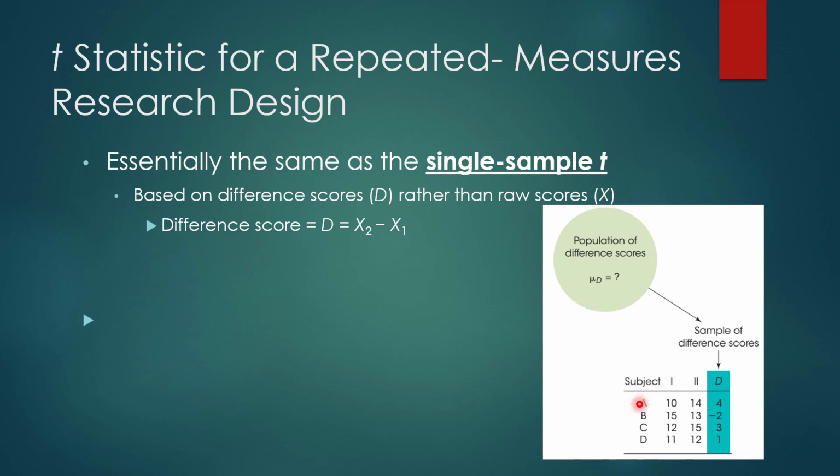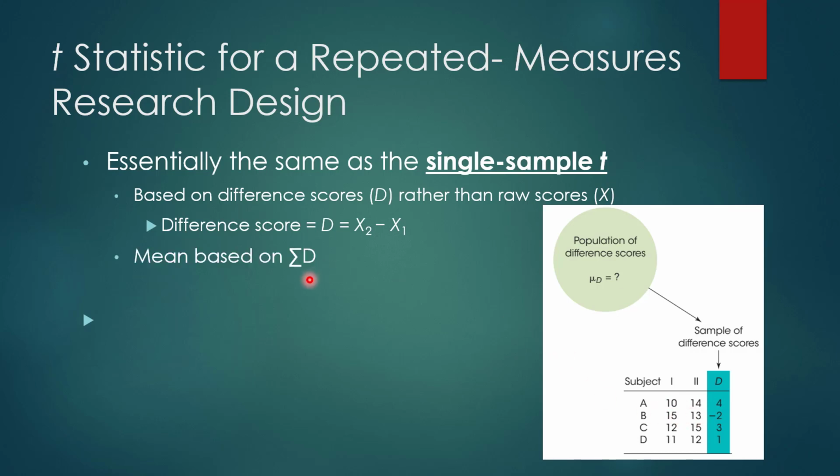So here's subject A, and so A, B, C, D, these are all different subjects or participants. They have a score from time 1 and a score from time 2. Whether this is before and after, or brightly lit room, dimly lit room, hot room, normal temperature room, whatever it is, they have a score for each condition. We take the difference of those scores, x2 minus x1. So here, 14 minus 10 is 4, 13 minus 2 is negative 2, and so on.